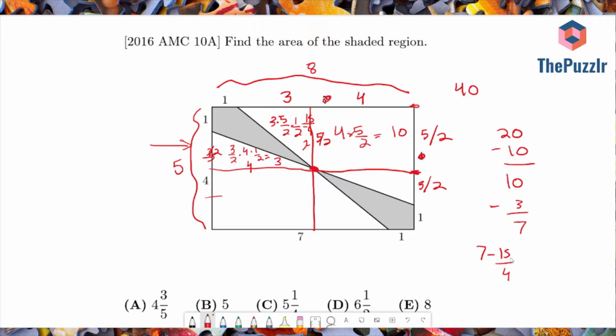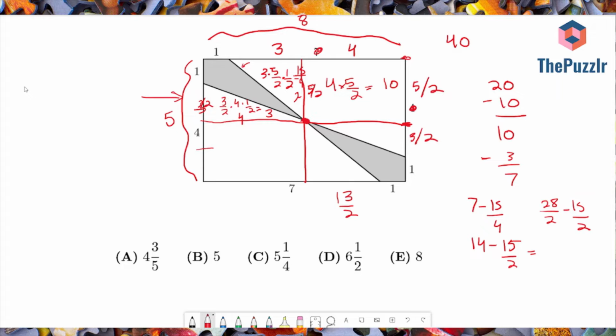Now that's the area of one of the shaded regions. We need to double that. So we get 14 minus 15 over 2. Well, 14 is equal to 28 over 2, minus 15 over 2. That's equal to 13 over 2. So scrolling a bit down to look at the choices, our final answer is 6 1/2. So let's move on to the next problem.